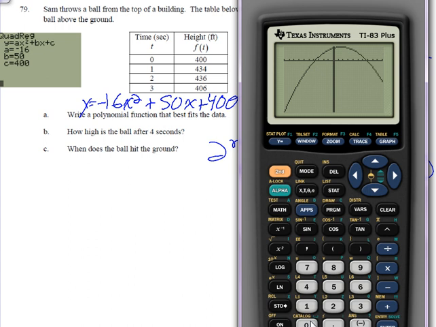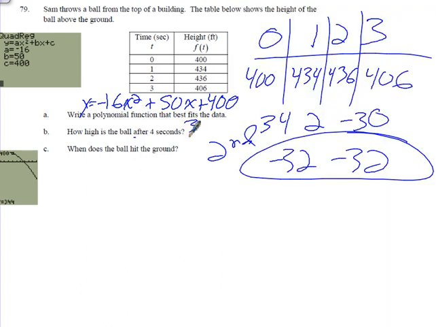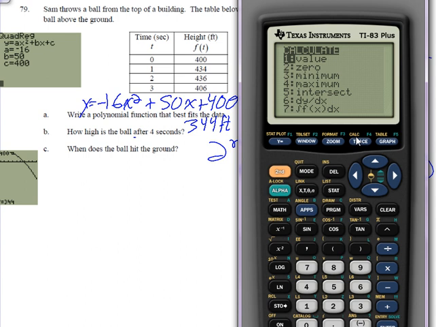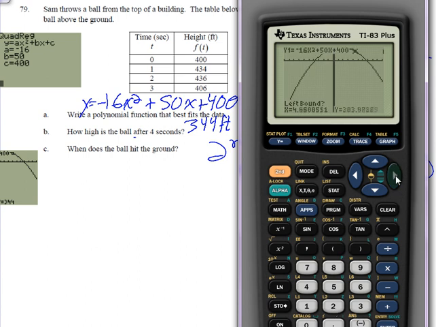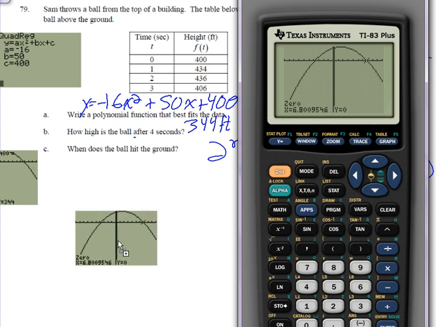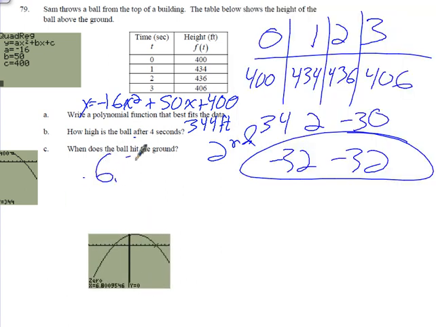So how high is the ball after 4 seconds? I'm going to hit Trace, x equals 4, Enter. So I get 344 for that. 344 feet. And then when does the ball hit the ground? For that, I'm just going to do second trace, zero, number 2, and go a little bit left of my 0, and a little bit right of my 0, and have the calculator make a guess. And it gives me 6.8 seconds. So 6.8 seconds, it hits the ground.